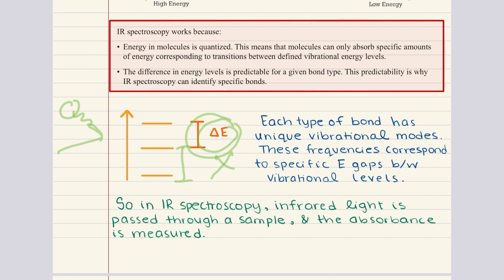Because DeltaE is different for every bond type, and it is determined by both bond strength and the atomic masses involved, each bond will absorb a different frequency of IR light. For example, a carbon double bonded to an oxygen is going to absorb a different frequency than a carbon single bonded to a hydrogen atom. And that's because their vibrational energy levels are spaced differently. So this is what IR spectroscopy detects: changes in vibrational energy levels.